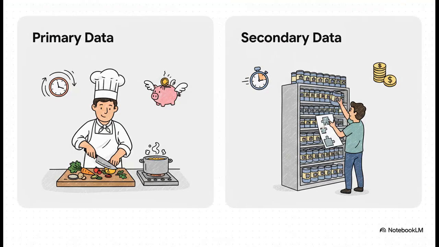So the first big fork in the road for our data detective is this. Do you go out and collect brand new data yourself, or do you use data that someone else has already gathered? Primary data is fresh, it's tailored specifically for your study, but man, it can take a lot of time and money. Secondary data, like government census reports, is way faster and cheaper, but it might not be the exact fit for the exact question you're asking.